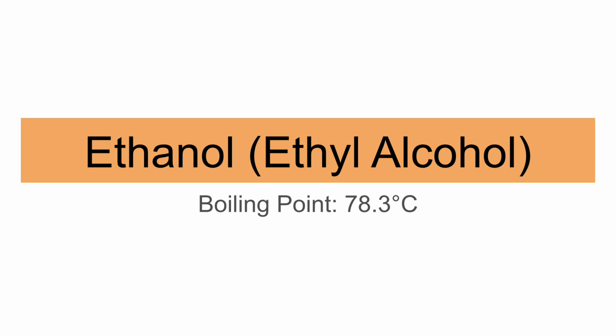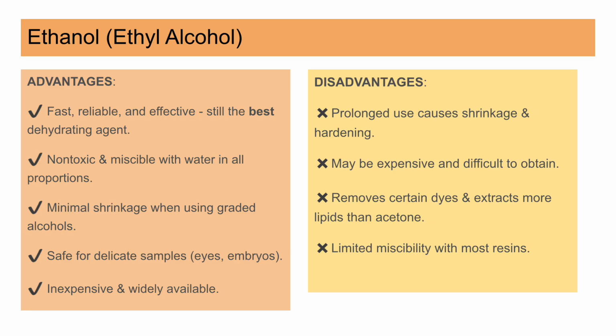Let us discuss now the alcohol-based dehydrating agents, starting with ethanol or ethyl alcohol, with a boiling point of 78.3 degrees Celsius. Advantages of ethanol. Ethanol is fast, reliable, and effective, and is the best dehydrating agent. Ethanol is non-toxic and miscible with water. It produces minimal shrinkage when used in graded solutions. It is safe for delicate samples such as eyes and embryos. It is inexpensive and widely available.